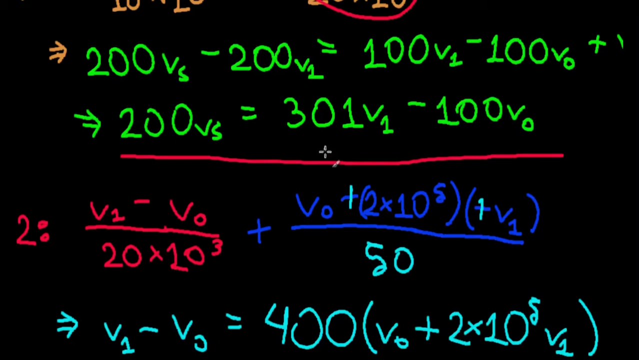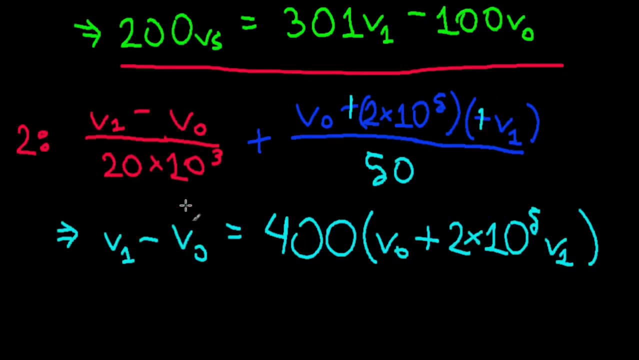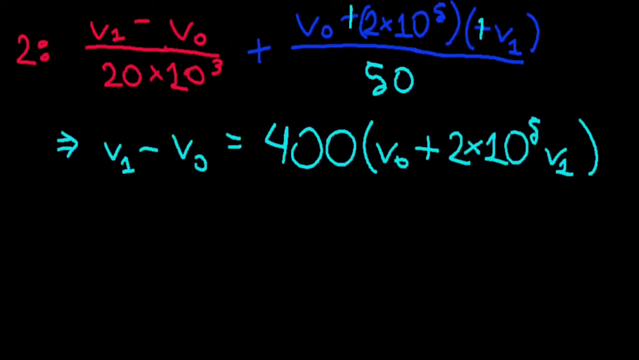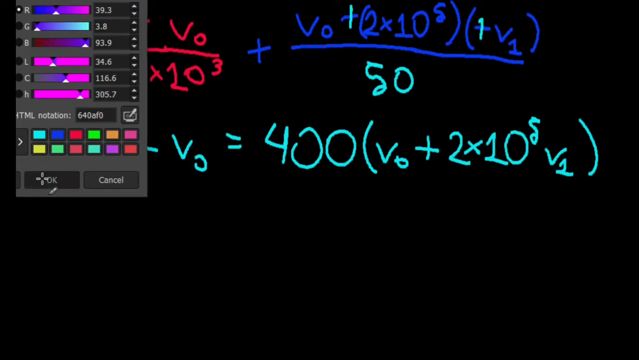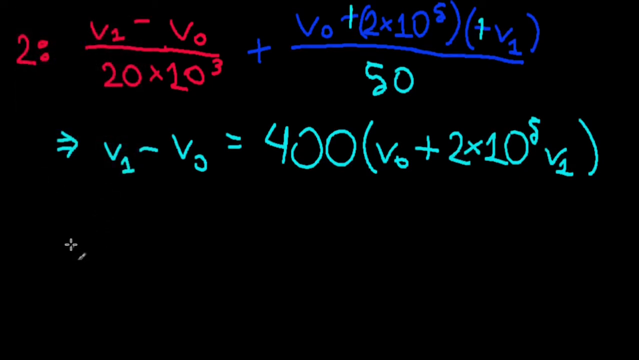And if we do that, we'll only have V, and if we do that and then substitute V1 here, we'll only have Vs and V naught here. And then you can find the ratio pretty easily. Okay, so that's what we're going to do. We should express V1 in terms of V naught.